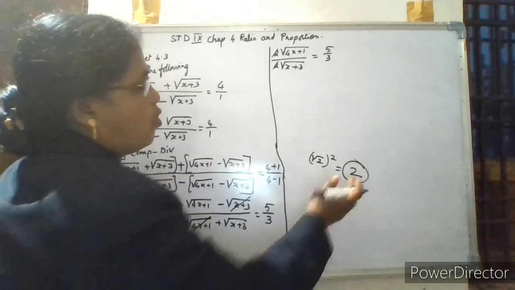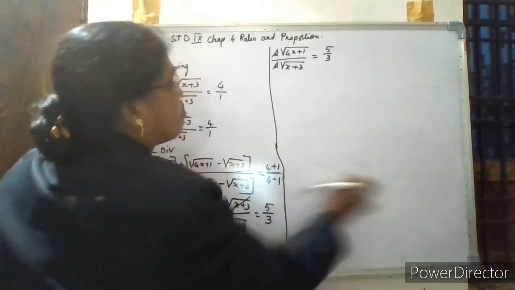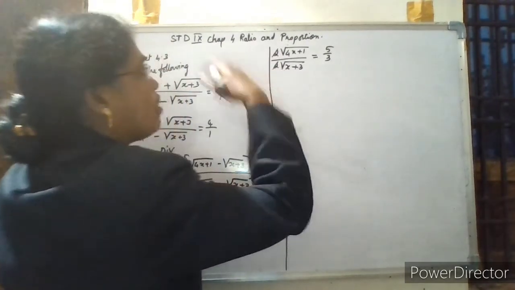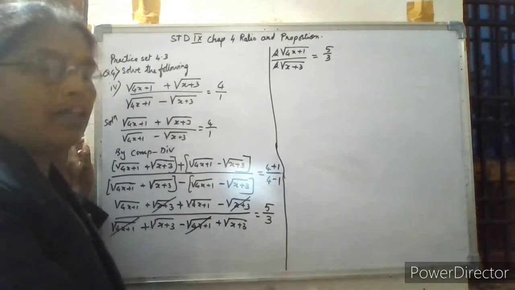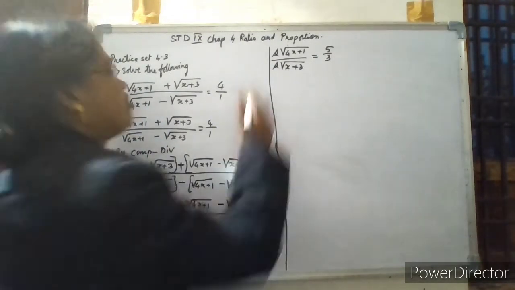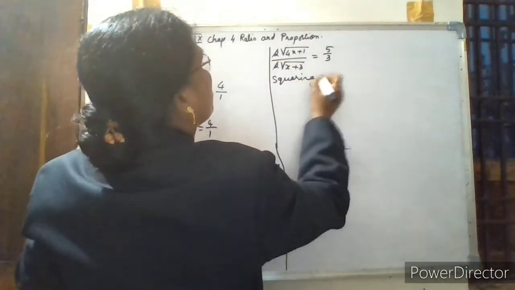So you have to square it. Squaring both the sides. When a square root is there, then we have to square both the sides. Then if a square is there, then take the square root of both the sides. So this is squaring both the sides.